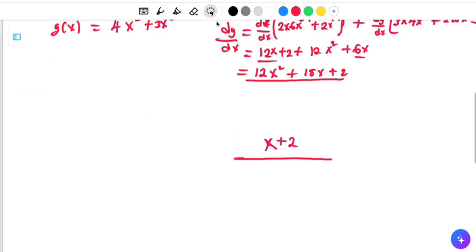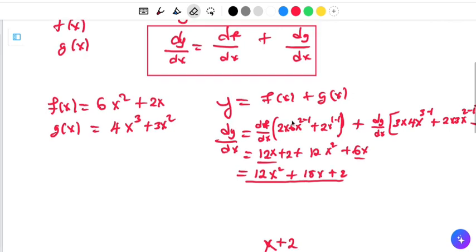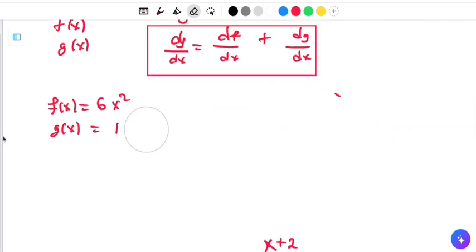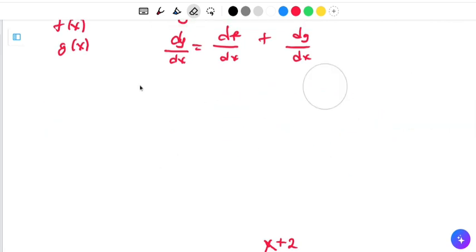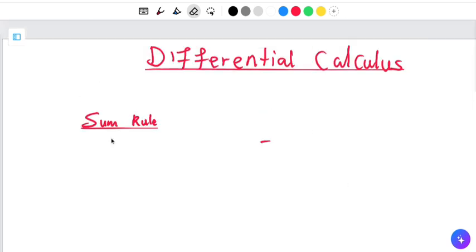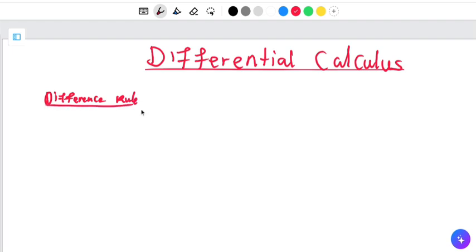Let's see also other rules that you need to know here. These are very, very important to know. You just need to keep them in mind. The next one is going to be the difference rule. The difference rule is similar to the sum rule. The only difference is that here you are dealing with a minus.